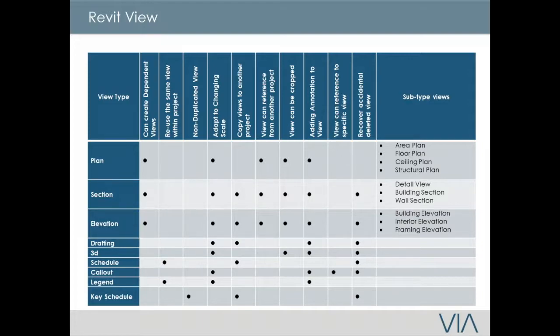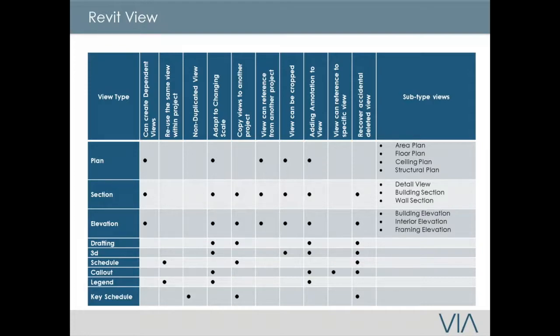Now the first column says can create dependent views. You'll notice it's only plan, section, and elevation that you can create dependent views for. The rest of them you just have to duplicate. The next one is that you can reuse the same view within projects. Only two of them show up: one is schedule, the other one is legend. Now, Revit is very finicky, especially when it comes to reusing the same view over and over again, so those are the only two options you have.